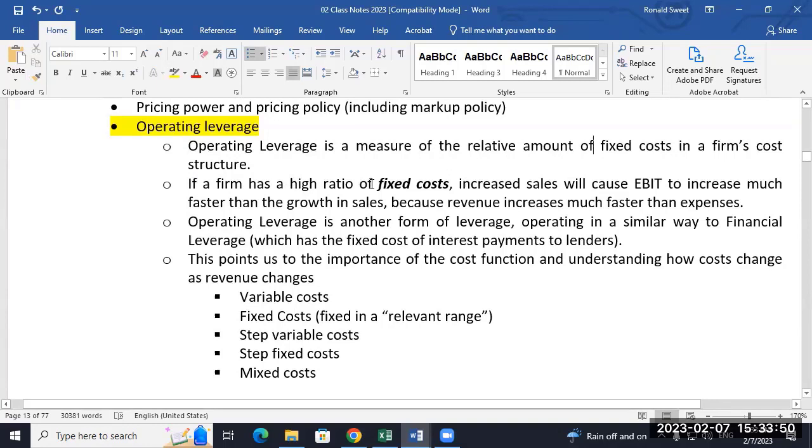If a firm has a high ratio of fixed costs, increased sales will cause EBIT to increase much faster. So a firm has a lot of fixed costs. If their sales go up 5%, their net income may go up 30%. Why? Because a lot of the costs stay fixed and the revenues go up. So that's going to all go to the bottom line. You're going to get a huge increase.